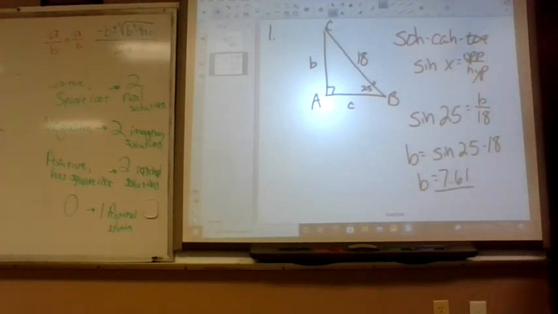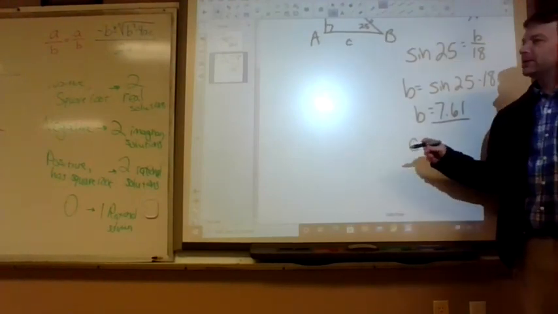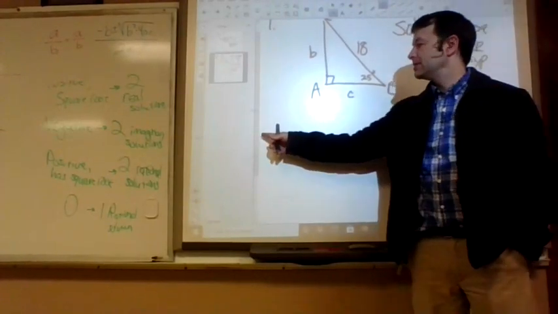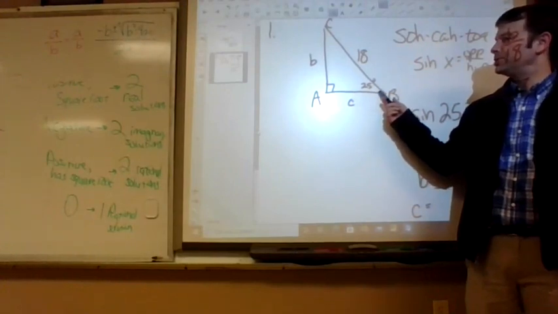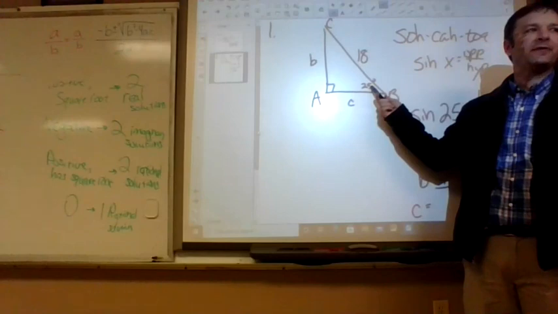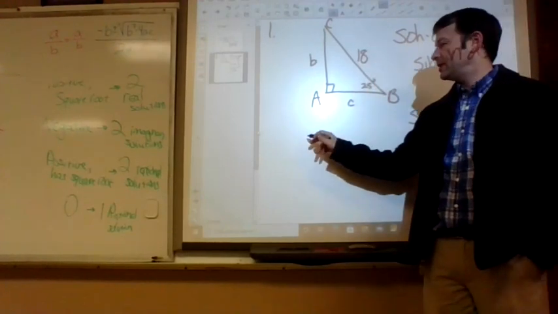You've got to get C now. Somebody want to help me find C? Pythagorean theorem, let's go. No. Cosine of 25 equals adjacent over hypotenuse. So cosine of 25 equals C over 18.